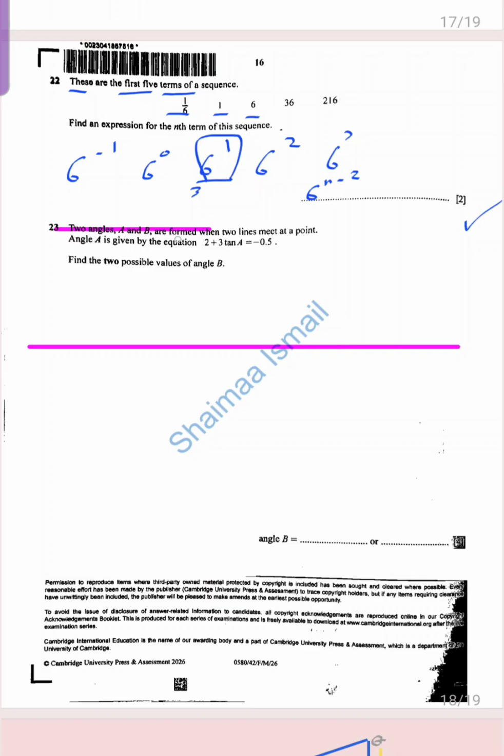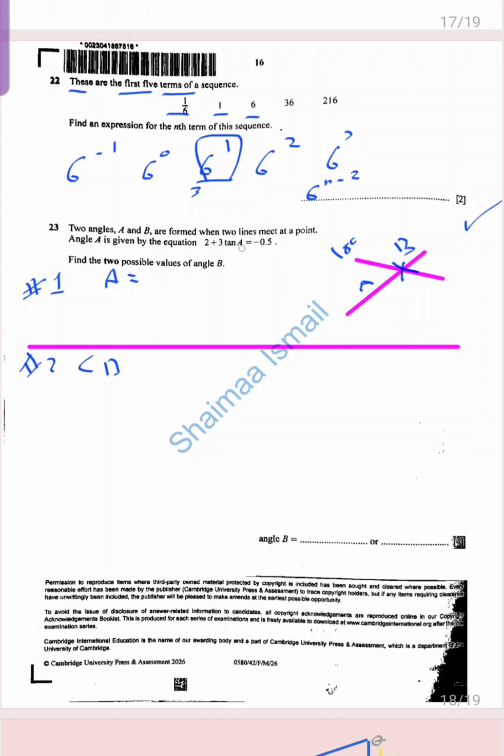Here we have 2 angles, A and B, formed by 2 lines that meet at a point, okay? So if this is a point, so A and B are supplementary angles or complete 180. Angle A is given by the equation 2 plus 3 tan A. So as a first step here, we're going to get angle A as step number 1. Then number 2, we're going to get angle B.